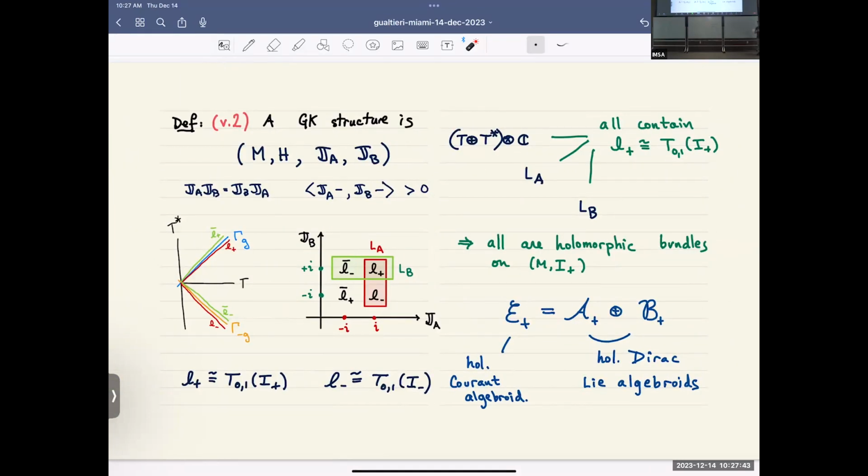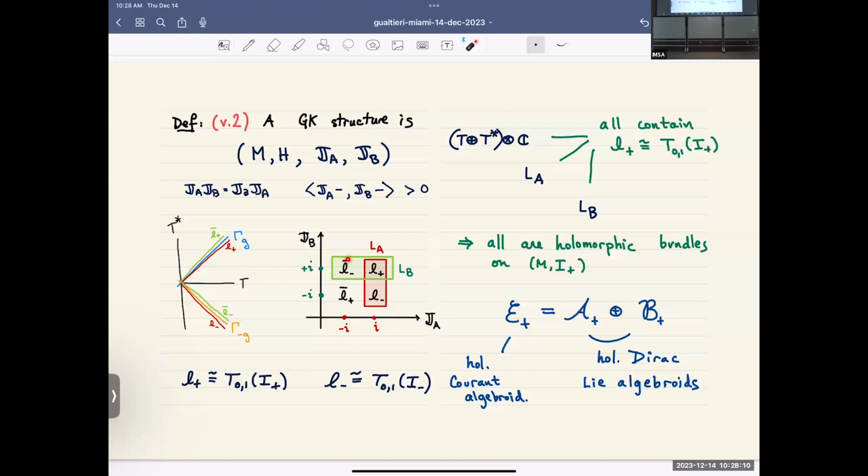So let me explain one of those. If we take this generalized Kähler structure in version 2, what you notice is that, as I said, this L plus, this small thing, if you map it down to T, you get the 0,1 tangent bundle of a complex structure I plus, and similarly for L minus.